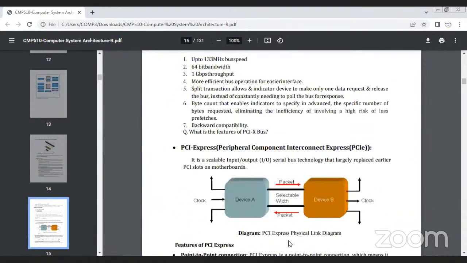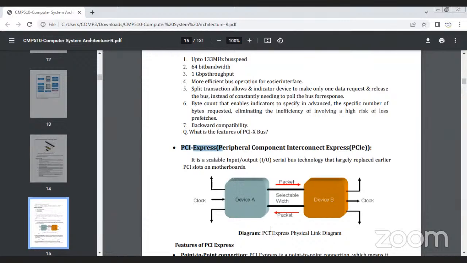Okay, the next part is a PCI Express physical link diagram, which shows how two devices connect by using PCI slots. PCI Express, peripheral component interconnect express, is a scalable input output serial bus technology that largely replaced earlier PCI slots on motherboards. It is the next generation of PCI slots.